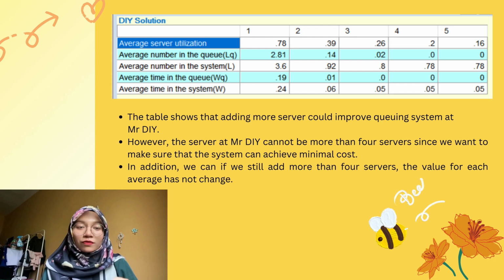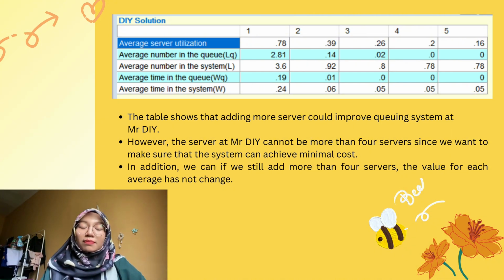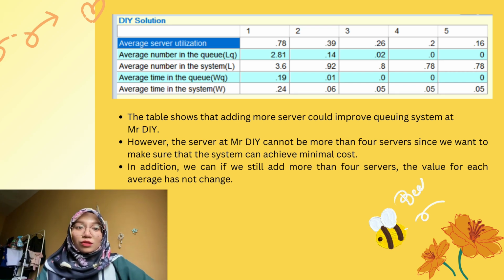But once we add servers, we cannot add more than 4. This is because it will increase the cost in the system. As we can see at the 5th server, the average is the same, so it will waste. That's why adding servers cannot be more than 4. So from our observation, we can see that the queuing system at Mr. DIY is not quite efficient, as we can still add more servers to improve it, but not more than 4 servers.